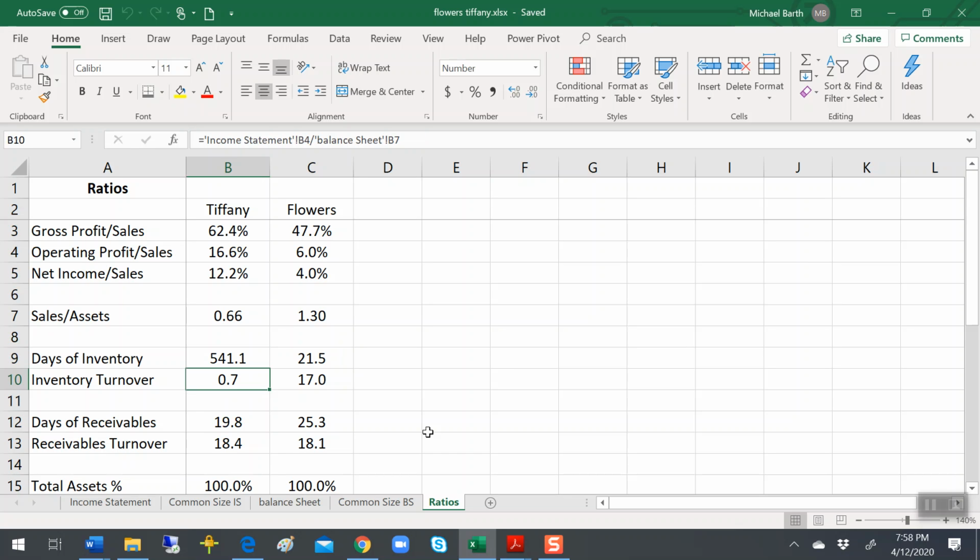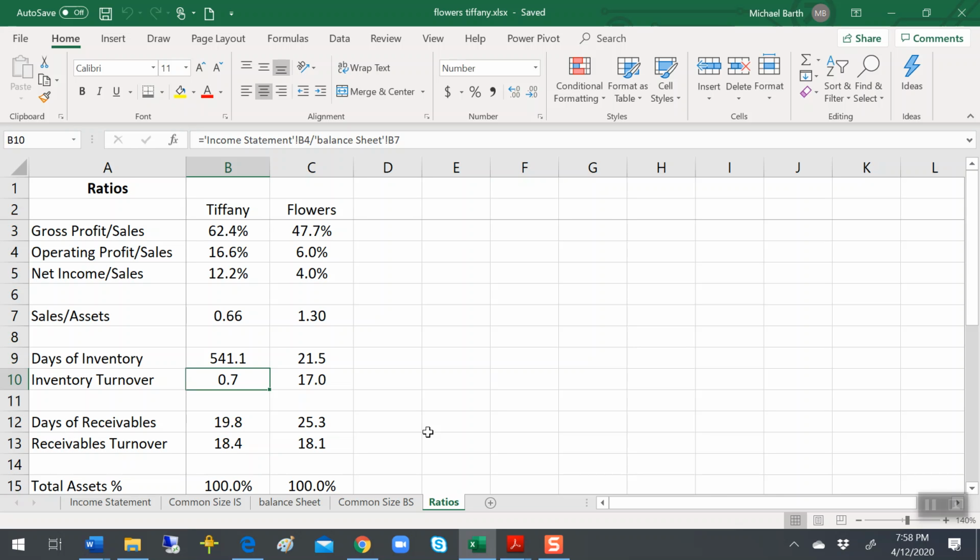The inverse of the turnover, or inverse of the days of inventory, is the turnover ratio, which is simply cost of goods sold divided by the inventory. And that gives you an idea how many times you sell the inventory each year. Well, if it takes you a year and a half to sell all of it, then that's about 7/10 of a year to turn it over once.